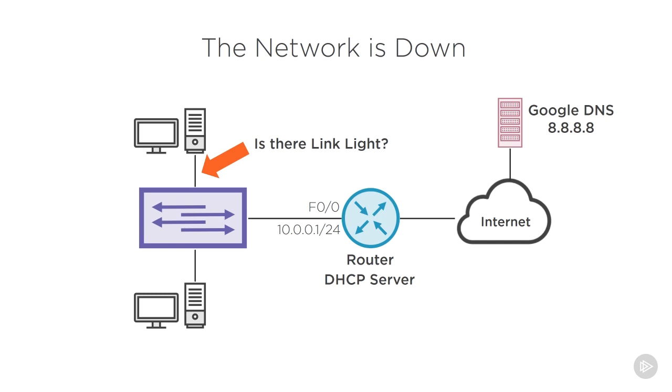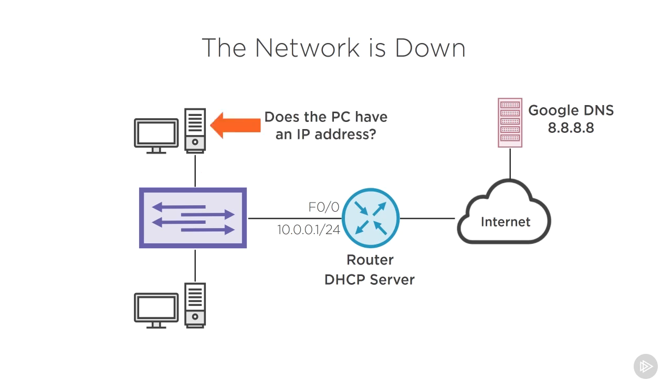Let's check to see if there's link light on the switch and there's link on our PC. If we have link on the PC and link on the switch, well, then the cable and the switch and the PC's network interface card have a very good likelihood of being okay, and we can move on to the next step of troubleshooting. Next step of troubleshooting is going to be, does the PC have an IP address?